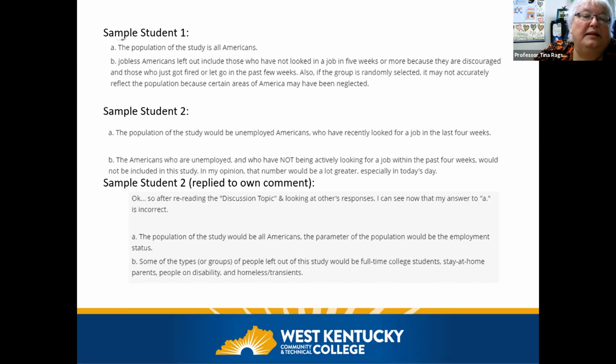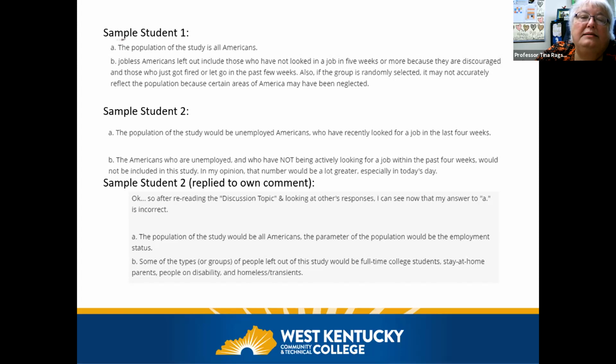And then they really got into a big discussion back and forth about whether, if they're not looking for work, they are unemployed or not. And that's the idea. Are those students? Then they get to talking about full-time college students, stay-at-home parents, parents on disability, and homeless transients. Are they unemployed or are they not unemployed? So they really got into a really nice discussion on this back and forth.